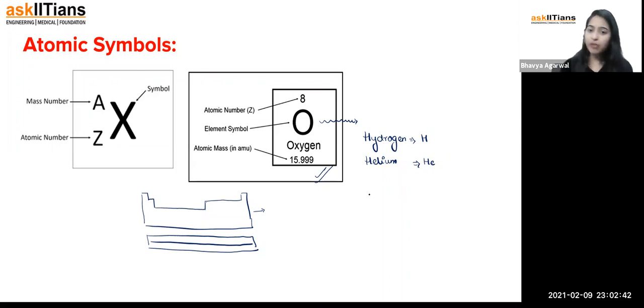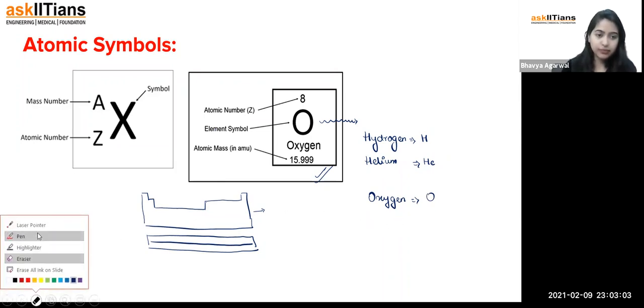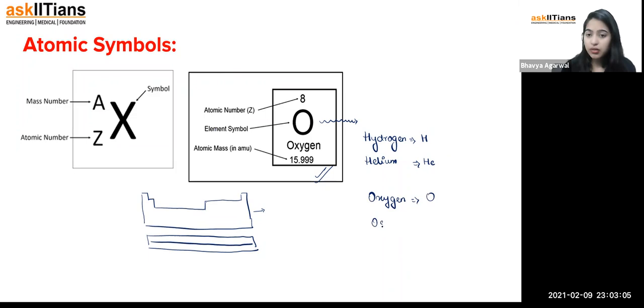Same way, if I talk about oxygen, it starts with O. So we used O as the symbol. There's another element which is osmium, again starting with O. I did the wrong spelling. So now what will I do? I'll take the first two alphabets.